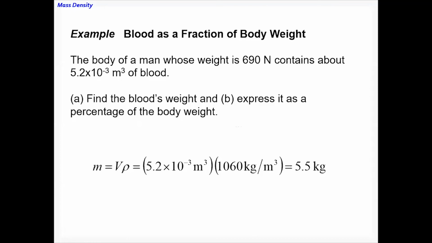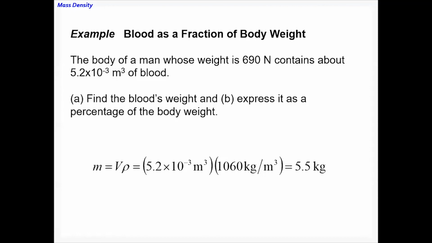So blood as a fraction of body weight. The blood of a man whose weight is 690 newtons contains about 5.2 times 10 to the negative 3 meter cubed of blood. So find the blood's weight and express it as a percentage of body weight. So first of all, what is the mass of this blood? Do you know the mass of the blood?